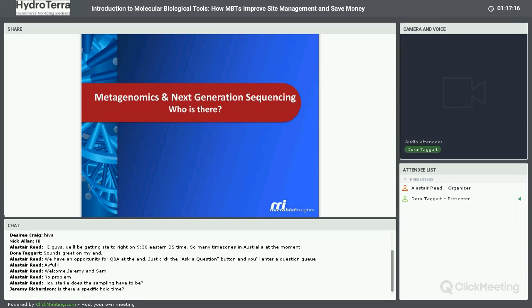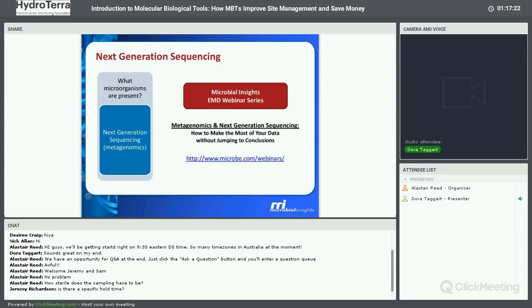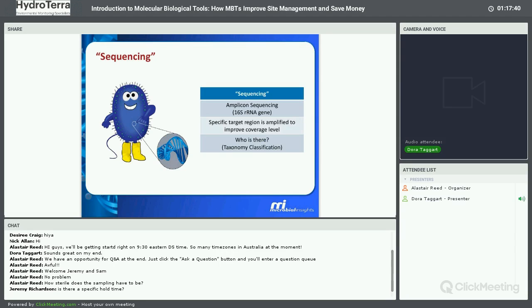Okay, so the next thing that I want to cover briefly is called next generation sequencing or metagenomics. But because of time today, I'm not going to spend an enormous amount of time going into the details of this, but I did do a webinar a couple of months ago that talked about these tools more in depth and showed a lot of the data from this. So I would encourage you to go and watch that webinar if you'd like additional information.